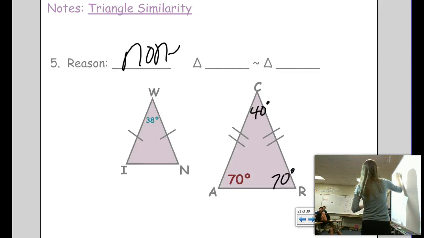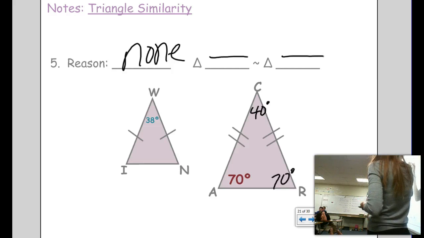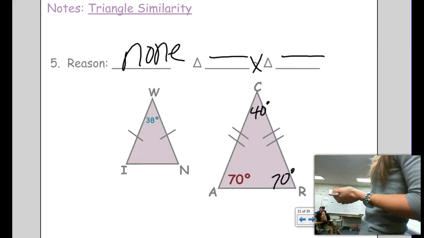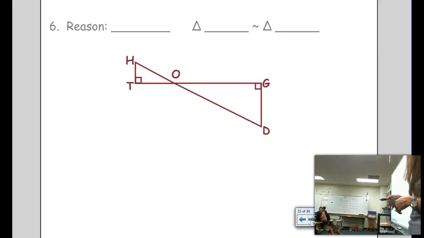None. And then what do we put here? No. You can't put anything here because they're not even similar. So don't fill that out because they're not similar. Okay. We're almost there. We're almost done. Hot dog. Oh, that's right. Hot dog.